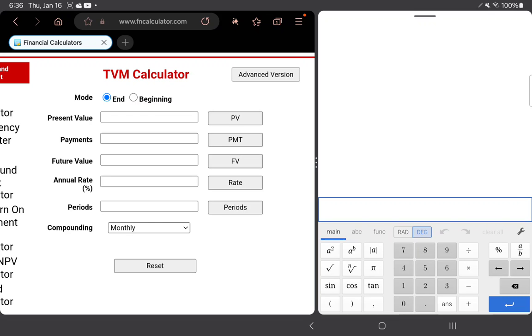How you use this TVM calculator is that you should make sure that you have all of the information except for one of them. For example, if you knew the present value, the payment amount you're making, the future value, and the annual rate, you would be able to use this calculator to calculate the periods. So you would put in your information for present value, payments, future value, and annual rate. Once those are in there, you would press the periods button on the right side, and it would fill in the last missing blank with the answer.